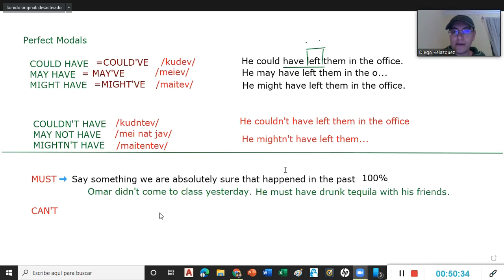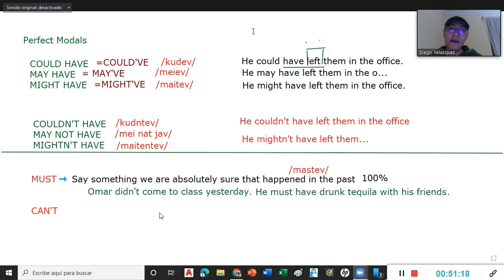Also careful with the pronunciation, guys. We pronounce must have. He must have drunk tequila with his friends. ¿Qué pasa? Yo estoy convencido de que no vino a clase porque se fue a tomar con los amigotes y nadie me puede convencer de lo contrario. Puede que no, puede que en realidad Omar haya tenido un accidente o se le haya ido la luz, cualquier otra cosa, pero al menos aquí, mi opinión es que estoy seguro que se fue de parrandero con los amigos, ¿ok? Pero al final de cuentas, es solo especulación. Me siento seguro, pero es especulación, ¿ok, chicos?